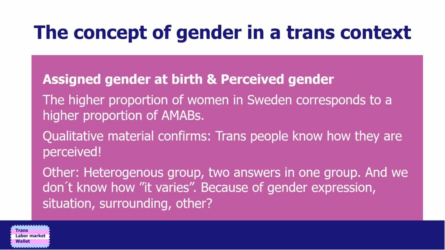And we also see that the higher proportion of women in Sweden corresponds to a higher proportion of assigned male at birth. That's not rocket science. Qualitative material confirms trans people know how they are perceived. So we do trust our answers in that question. And when we talked about perceived as other, it's important to know that we don't know how it varies. Does it vary because of the gender expression, because of the situation, because of the surrounding, or because of something else?